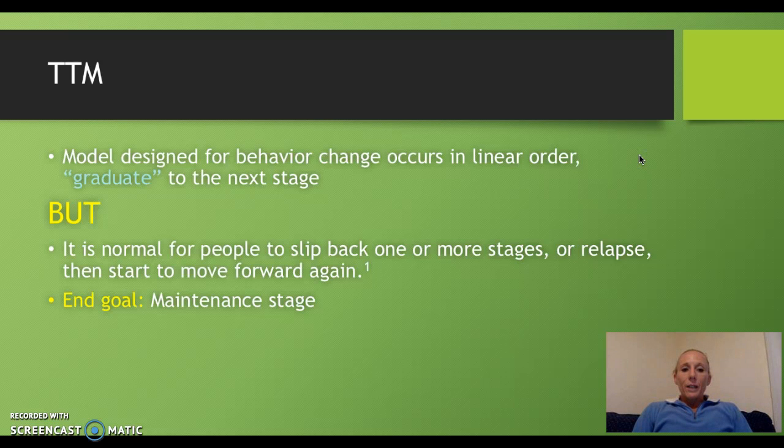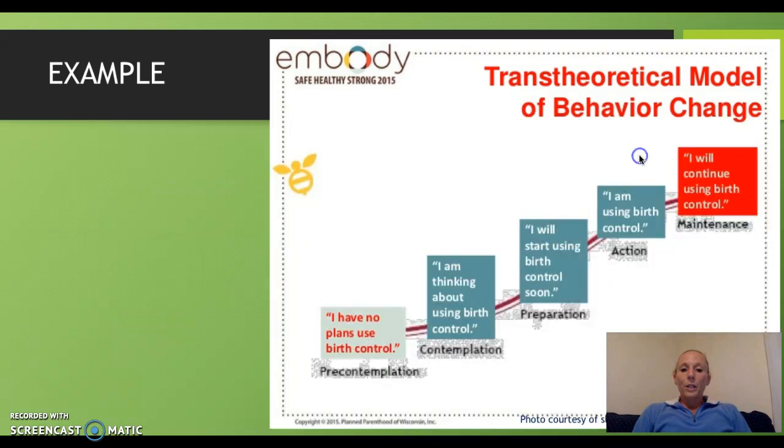The model is designed for behavior change that occurs in a linear order, as we talked about. You graduate to the next stage, like I said before, but it is normal for people to slip back one or more stages or relapse and then continue to move forward again. So again, the end goal is really to try to make it to that maintenance stage.